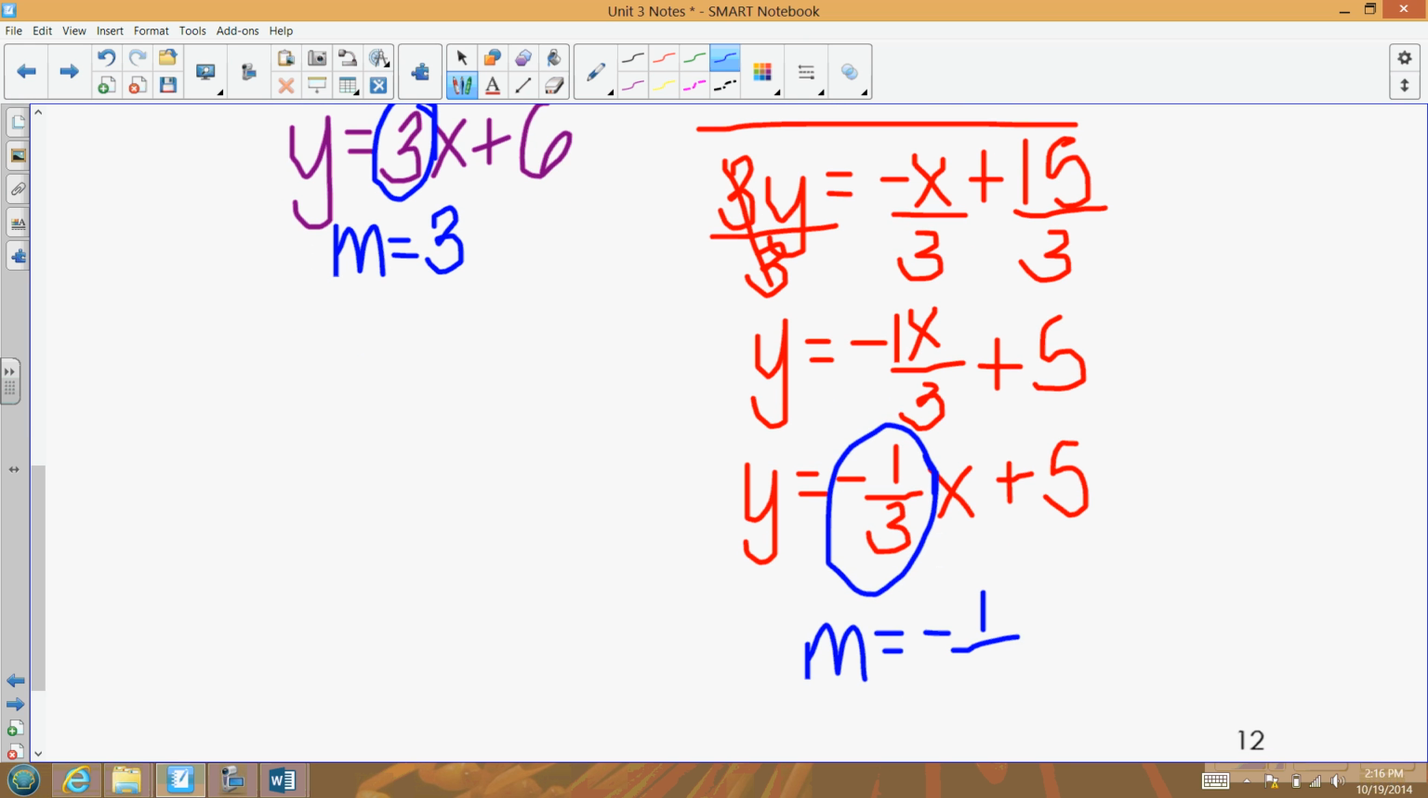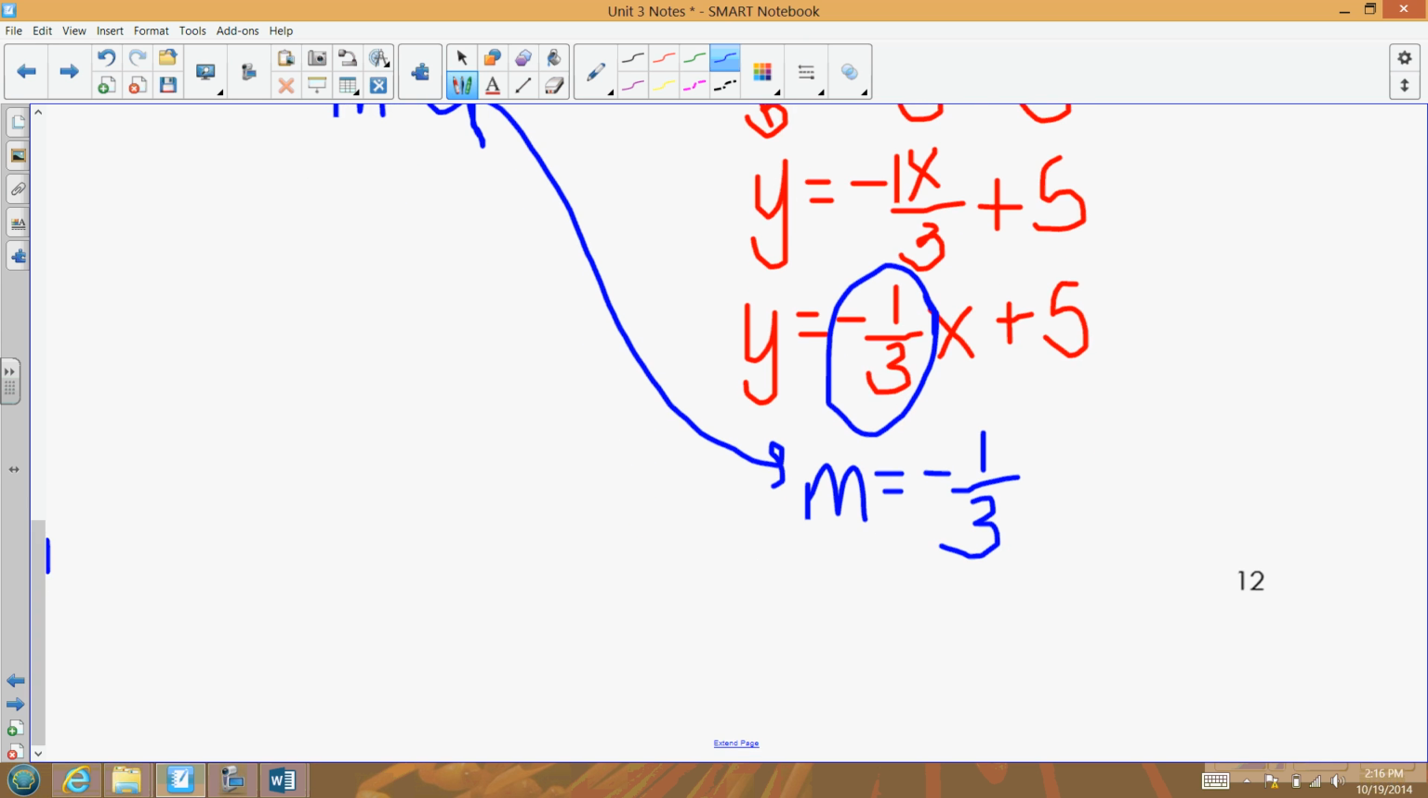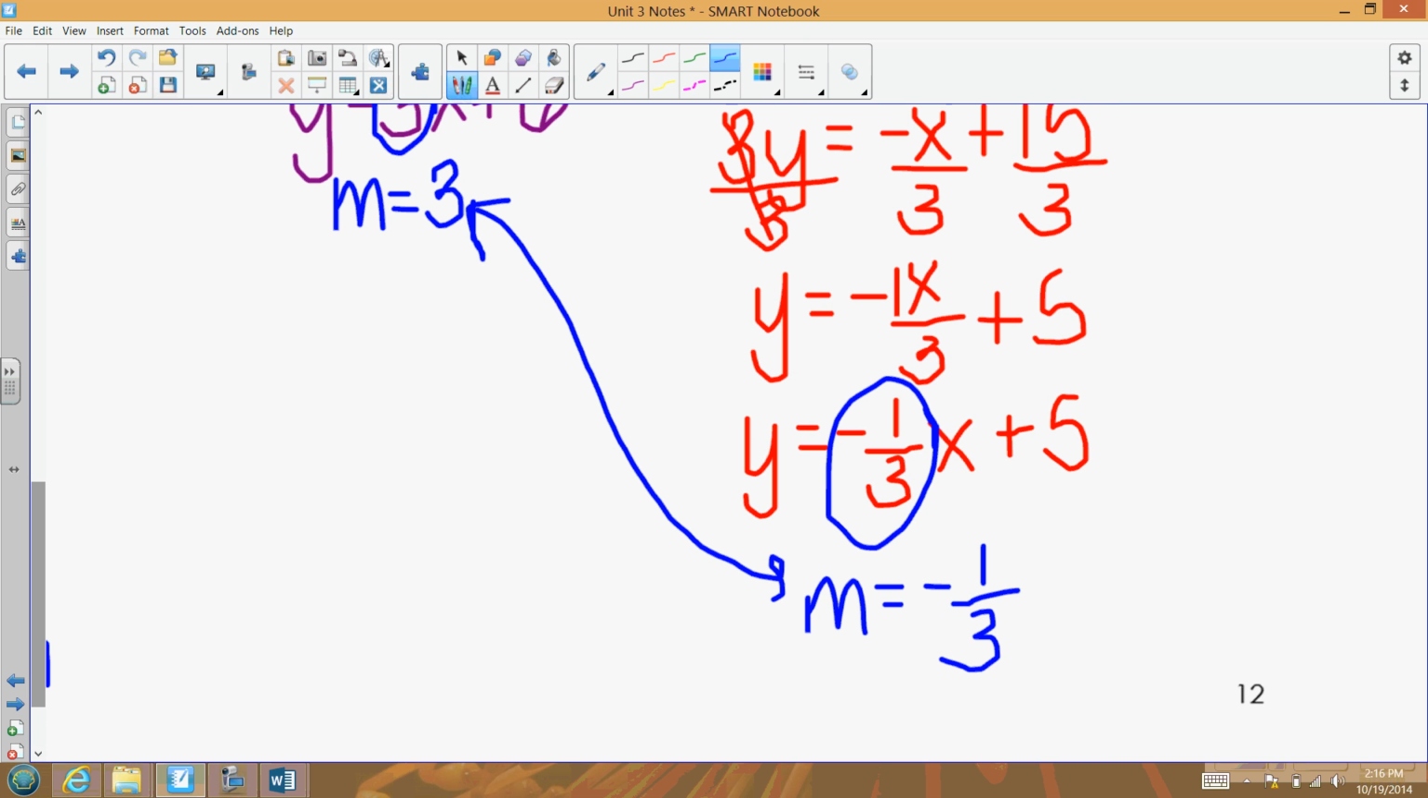So then when I compare these two numbers, 3 and negative 1/3, you ask yourself, what's the relationship? Well, they're not the same. So then I check, are they negative reciprocals? So did I flip and negate it? If I look at 3, which is really like 3 over 1, if I flip it, I get 1 over 3, and I negate, I get negative 1/3. So yes, these are perpendicular because I flipped and negated the slopes. So these lines are perpendicular.